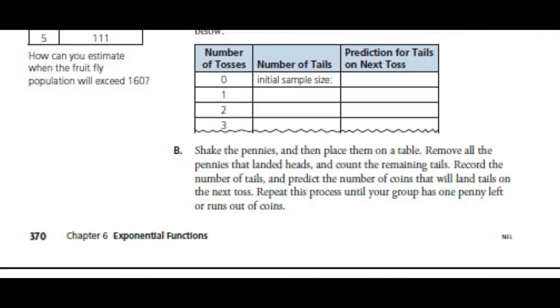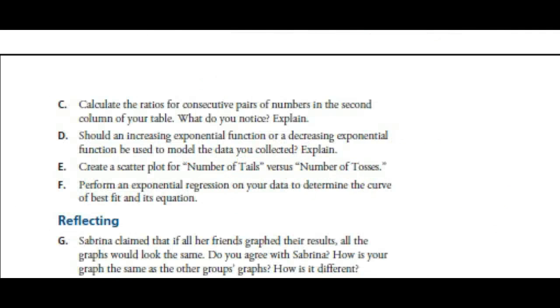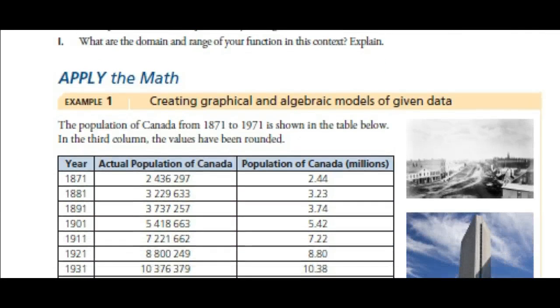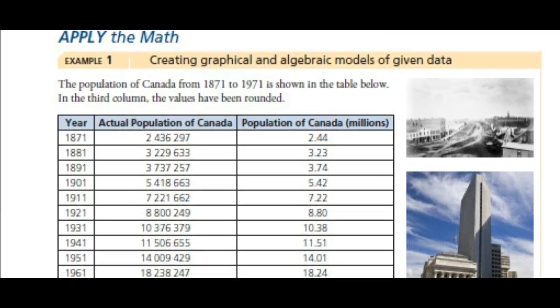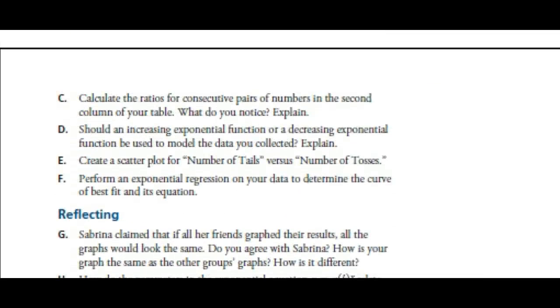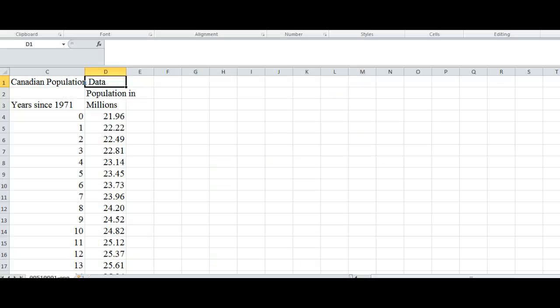So, I'm just going to ignore this first little example. You can read through this, of course. Population data often follows an exponential growth pattern. So I've collected some Canadian population data from 1971 up to 2014. What we'll do is enter this into our calculators and see what the shape of the data is.